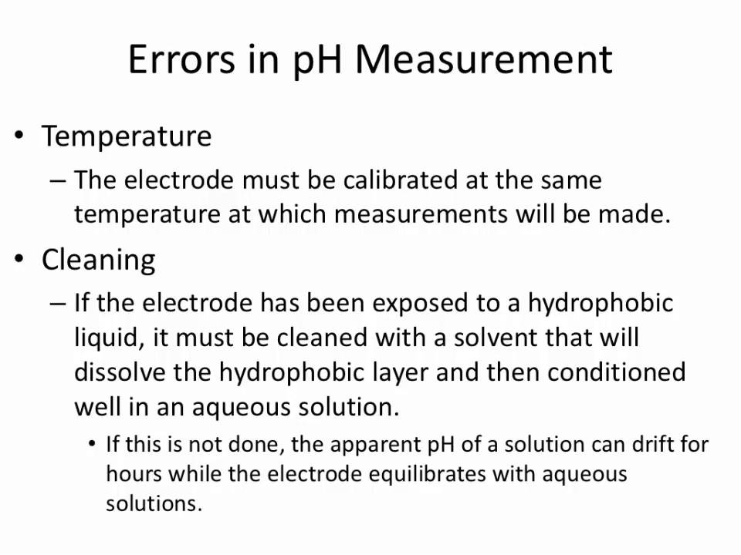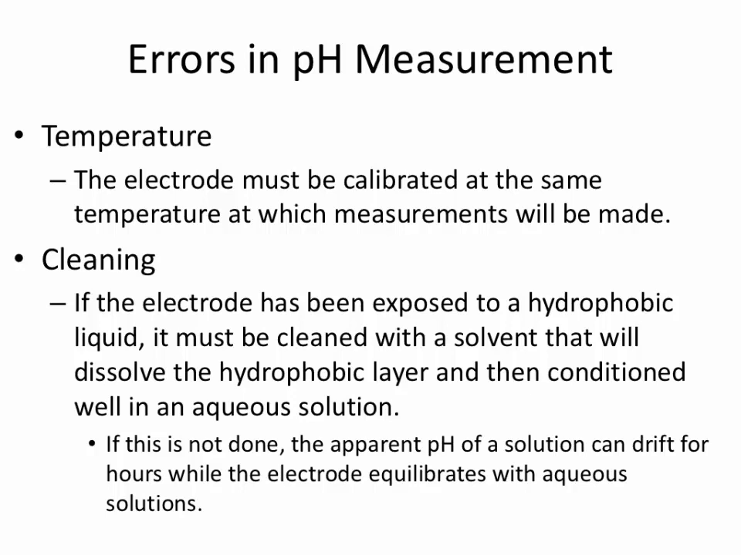Also, we need to bear in mind the cleaning of the electrode. If the electrode has been exposed to a hydrophobic liquid, it must then be cleaned with a solvent that will dissolve the hydrophobic layer and then conditioned well in an aqueous solution. If this is not done, then the apparent pH of a solution can drift for hours while the electrode equilibrates with an aqueous solution.